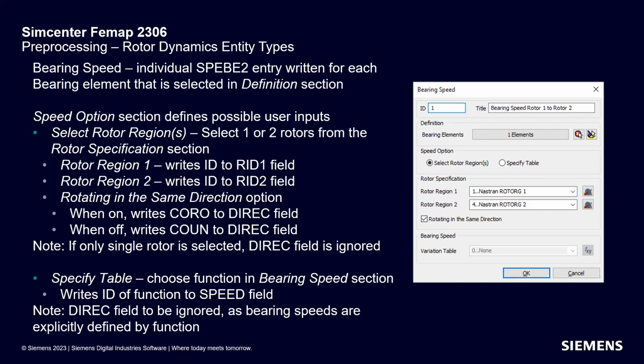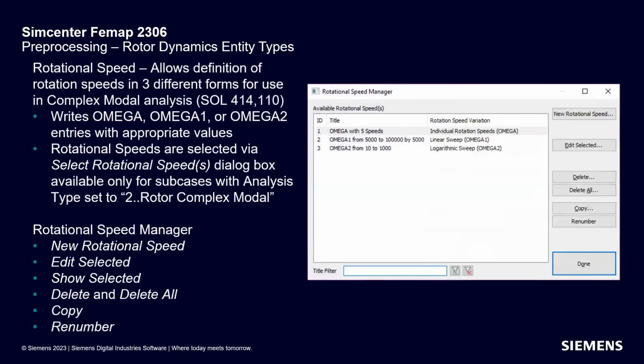And that's just what you can use to specify the various bearing speeds between different rotors. And then when we're talking about rotational speeds, this writes the omega 1 or omega 2. It's only for use with complex modal analysis. Rotational speeds are selected via the select rotational speeds dialog box here. And it's only available for subcases where the analysis type is set to 2 rotor complex modal.